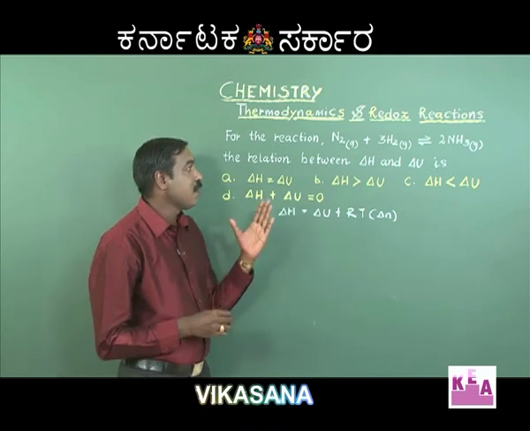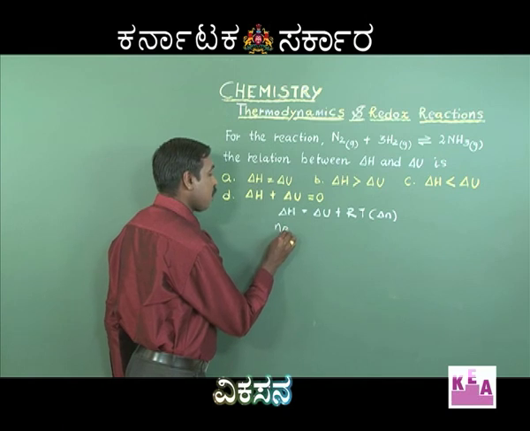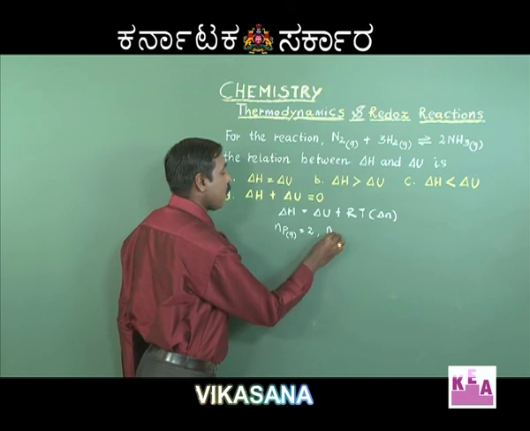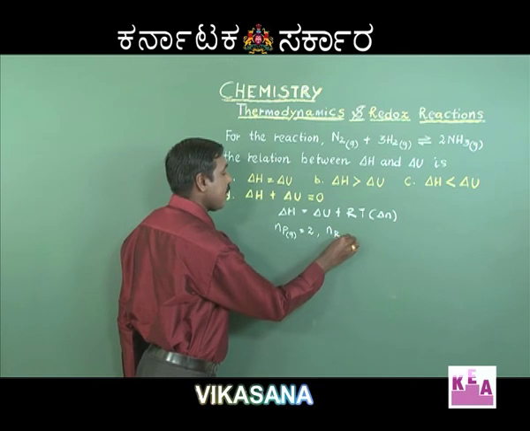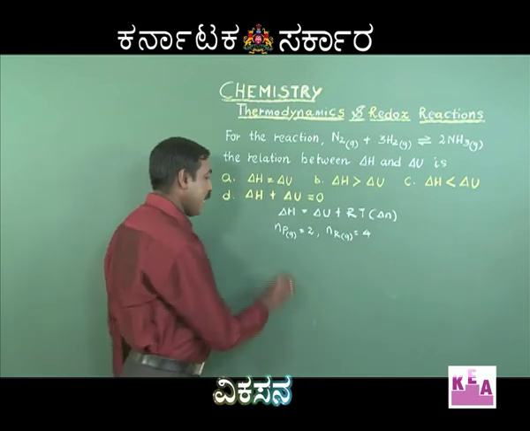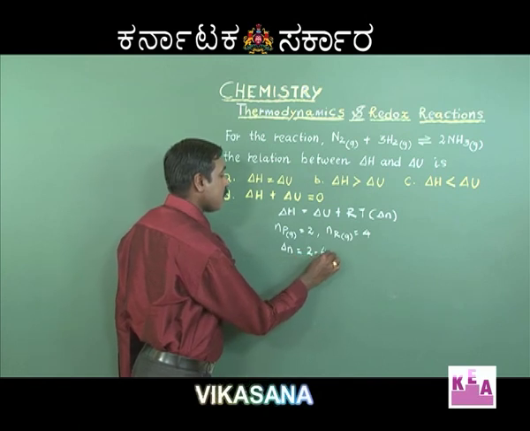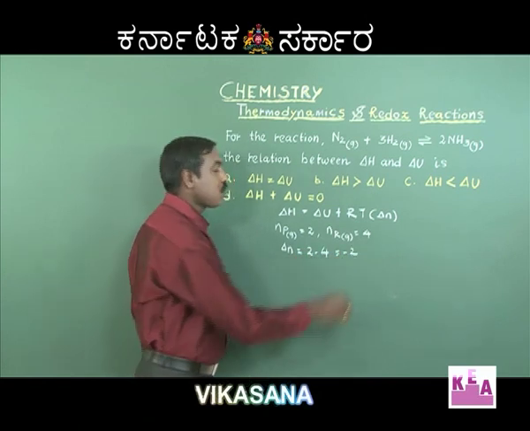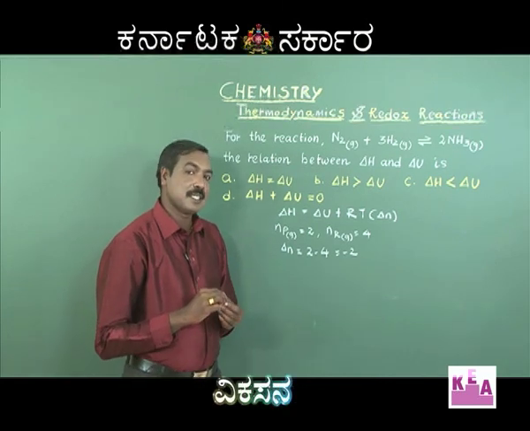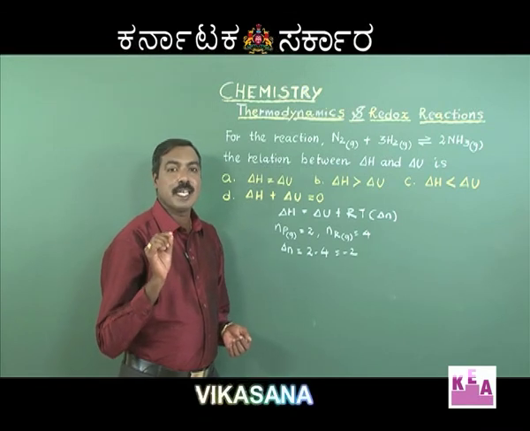It is clearly visible from the above equation that number of moles of the products which are there in the gaseous state happens to be 2, while number of moles of the reactants which are there in the gaseous state happens to be 4. Therefore, I get delta N is equal to 2 minus 4, which happens to be minus 2.